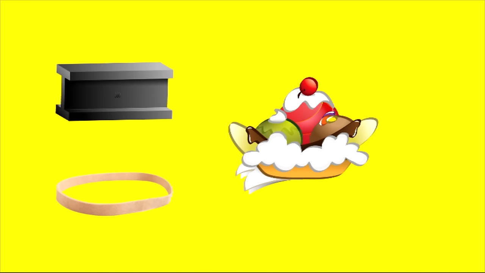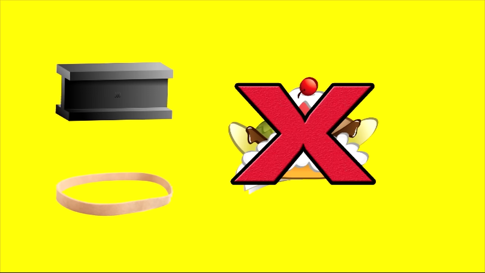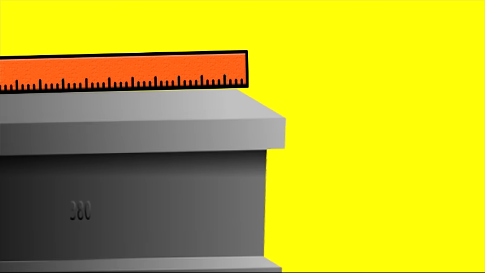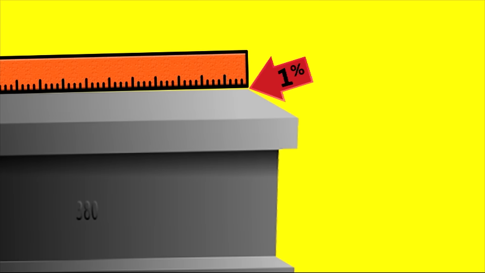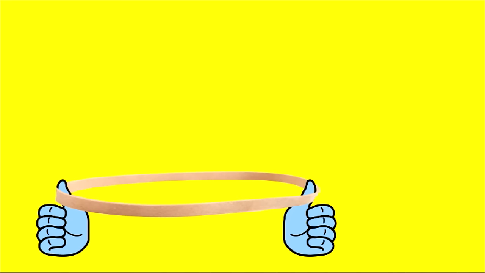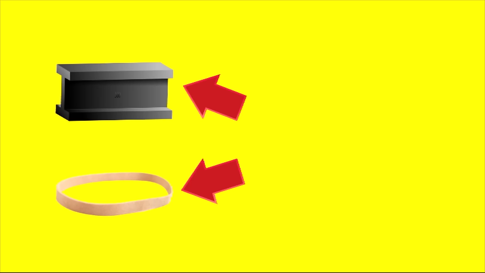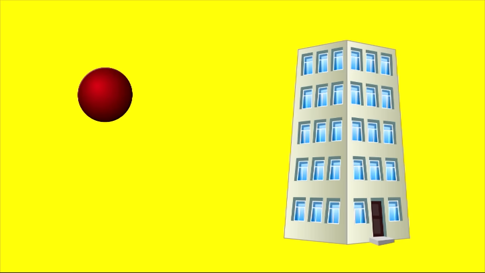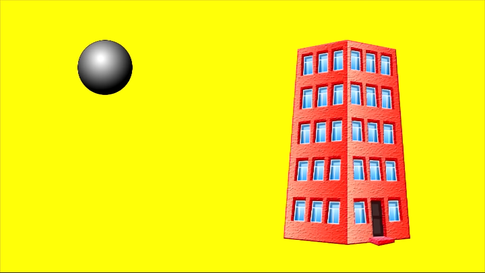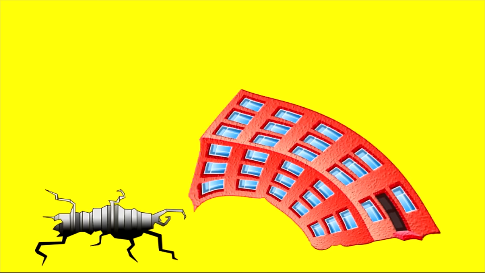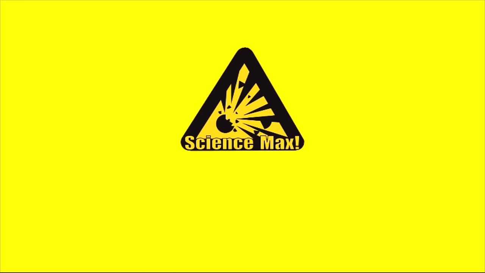This is a steel bar. This is an elastic band. And this is an ice cream sundae. We're not talking about ice cream sundaes now, though. So get that out of here. Good. Now, a steel bar and an elastic band both have elasticity. A steel bar can be stretched to 1% of its length and still spring back. A rubber band can be stretched 300% or more. The difference between the two is why we make balls out of rubber and buildings out of steel. Because the other way around wouldn't be good for balls or buildings. This has been a Science Max quiz.